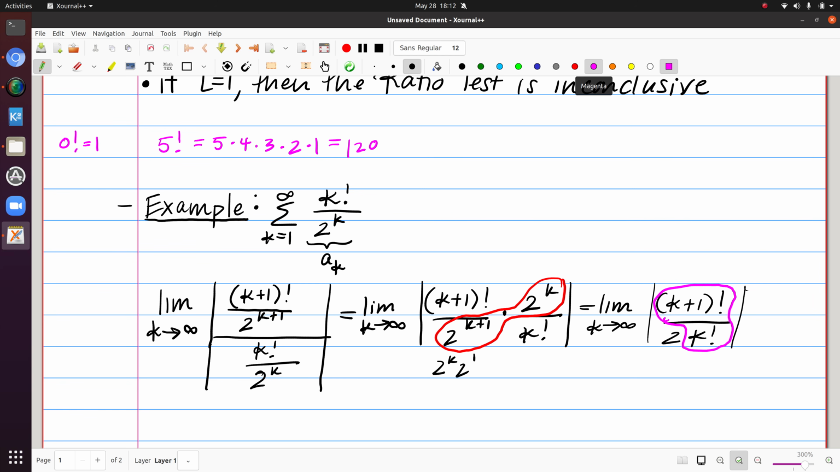So what I'll point out here is that if you look at how I wrote 5 factorial above, within here, you'll see I have 4 factorial.